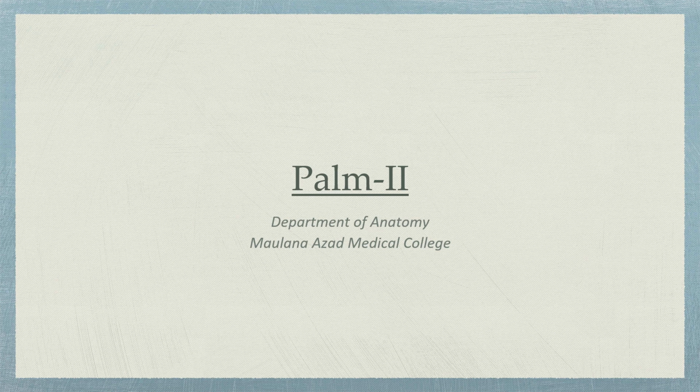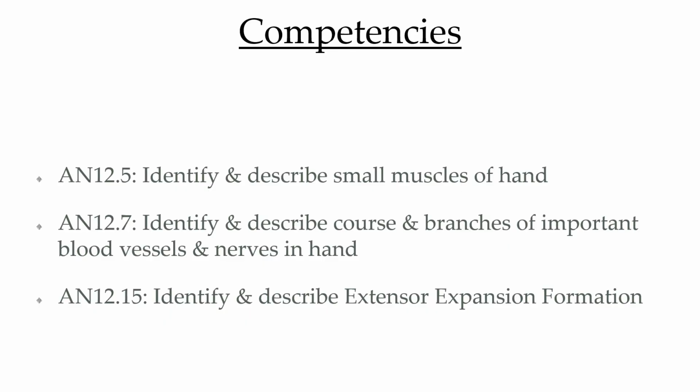Hello students, the topic of today's session is Palm 2. The competencies which we have to cover are: identify and describe small muscles of hand, identify and describe course and branches of important blood vessels and nerves in the hand, and identify and describe extensor expansion formation.